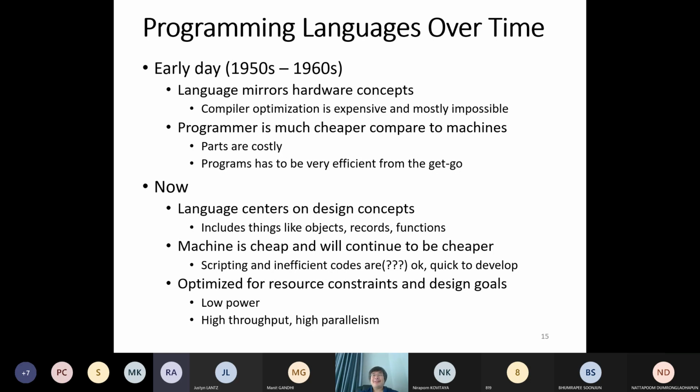Come on, I did that too when I was first year, second year. I do it now in many cases, whenever I feel like I need to, right? But inefficient code, well, it is okay and quick to develop, but it's better to make the program more efficient, right? And these days, the languages are being optimized for all the resource constraints and design goals, right?